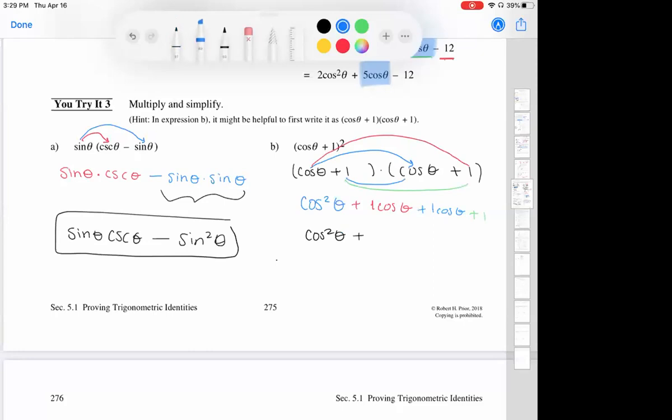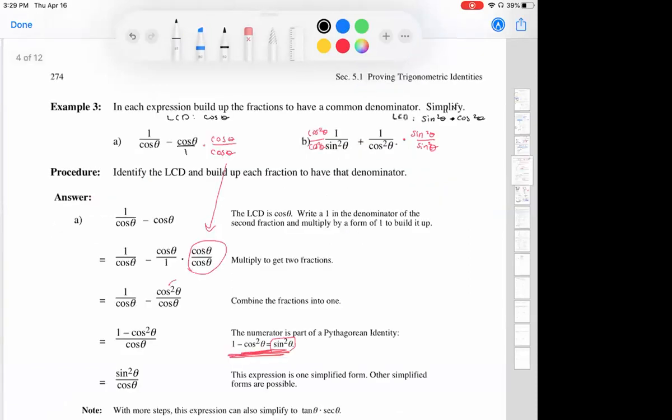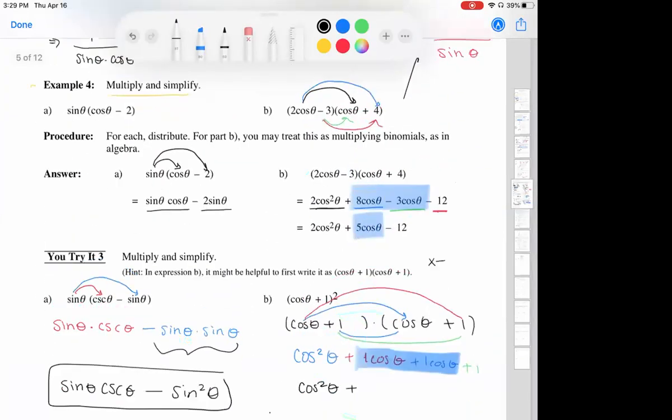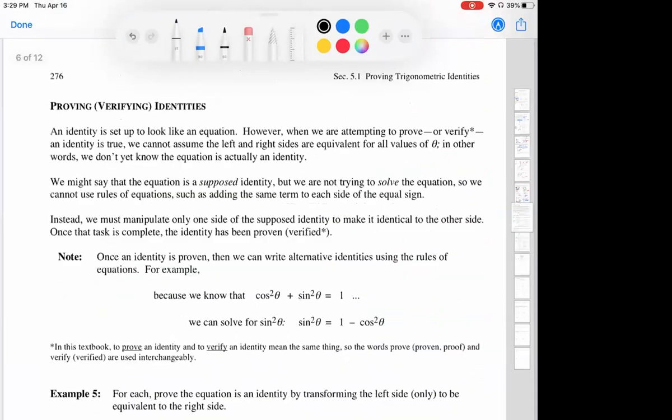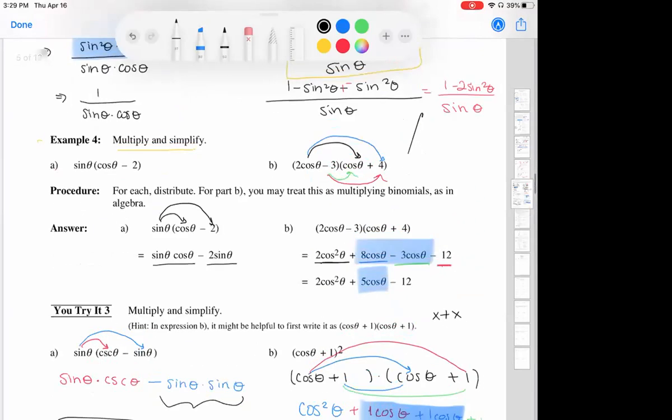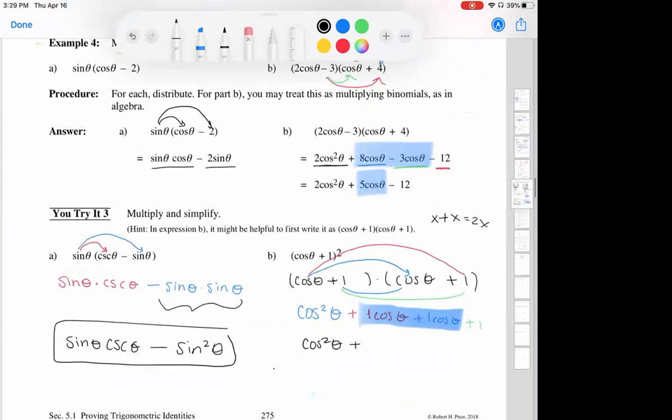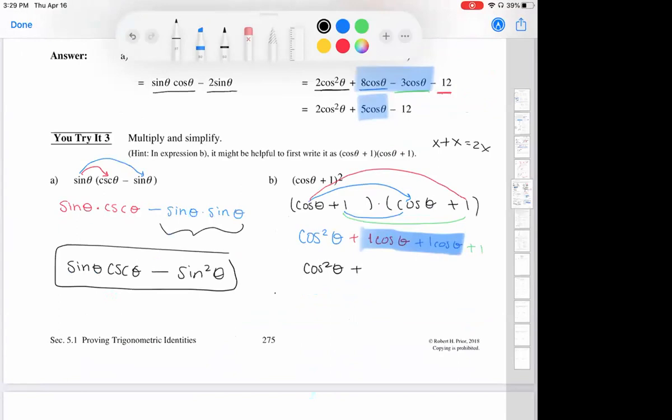So our answer is cosine squared theta. And then these two are the same term. 1 cosine theta plus 1 cosine theta, they're like terms because they have a cosine theta. Think of what would be x plus x. Wouldn't that give us 2x? Well, same idea. Think of cosine theta as your x. So that would give us 2x, or 2 cosine theta, plus I still have a 1 left over. So this would be my expanded binomial.